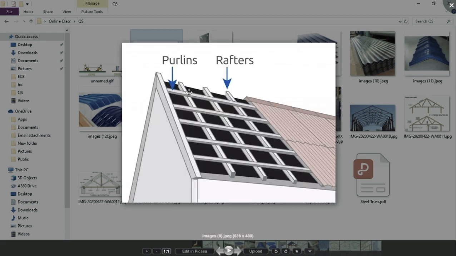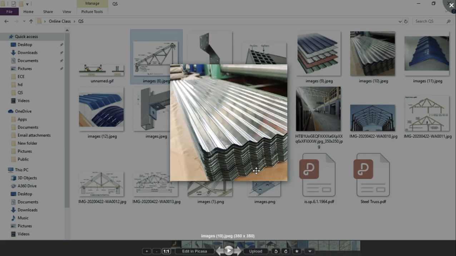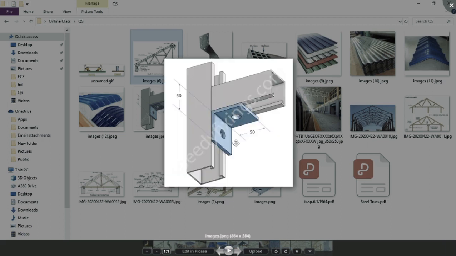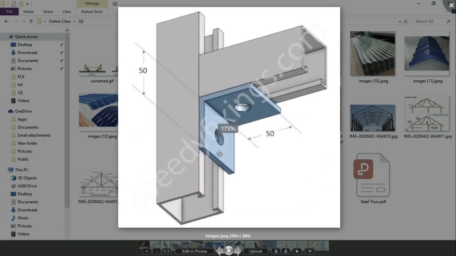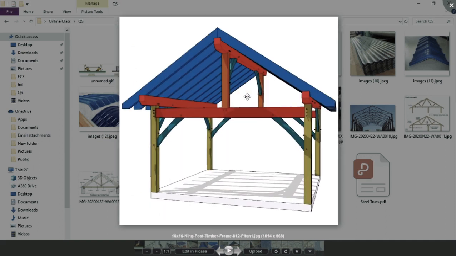So this is the purlins. See here, these are the purlins, the horizontal members. And this vertical member is called the rafters. So these are the AC GI sheets, corrugated sheets. This is the steel one. This is the ridge. Then this is the cleat. This blue one is the cleat. It will aid in tightening of the bolts and nuts.